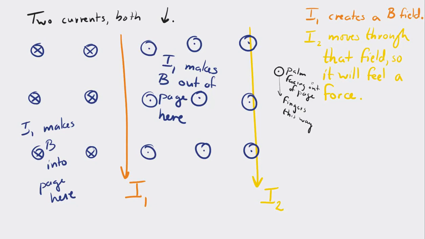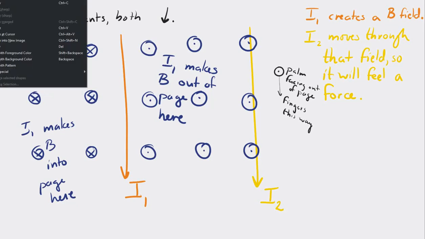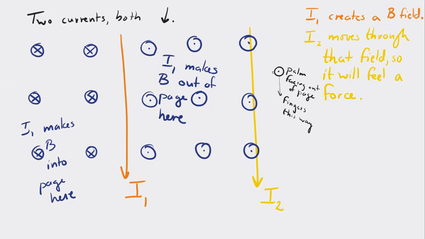Then I take my palm, and my palm is going to be directed so that the magnetic field comes out of it. And the magnetic field caused by I1 at I2's location comes out of the page. So my palm is facing out of the page. And if I do that, my thumb is pointing to the left. So the force on I2 will be to the left. All right. So what ends up happening is that I2 is experiencing a force toward I1.